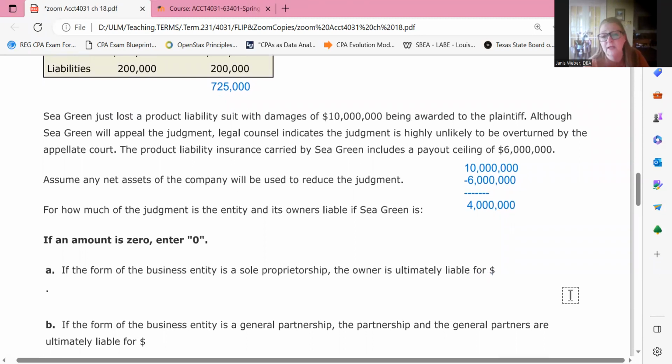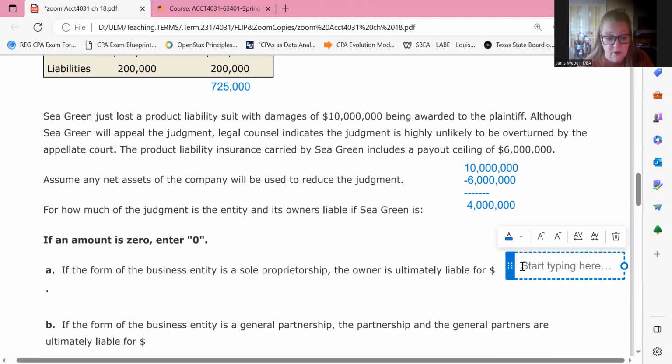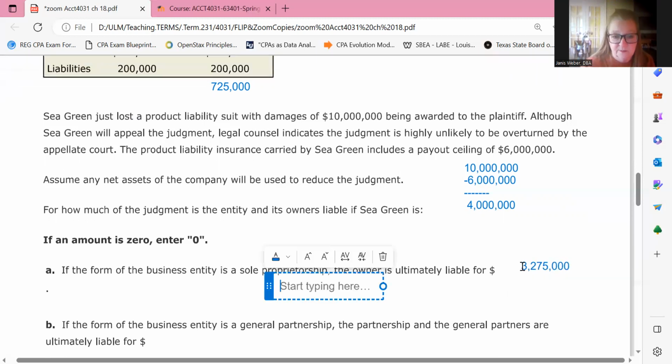So the first question was, if the form of the business entity is the sole proprietorship, the owner is ultimately liable for, and it's a big one, it's going to be $3,275,000. Can't subtract in my head, isn't that sad? And that's just because it is $4 million minus the 725 that they can get from the assets.